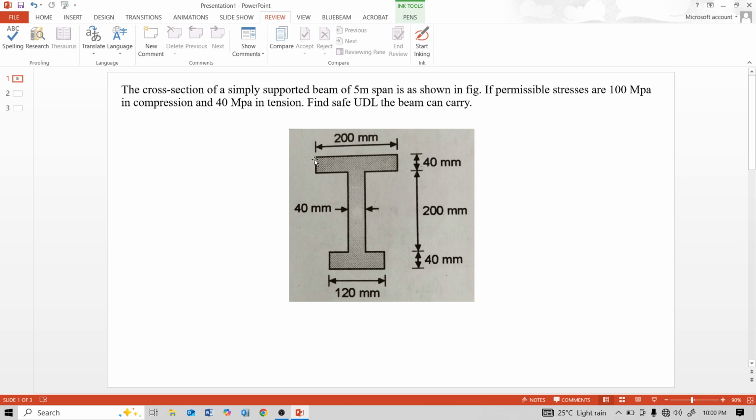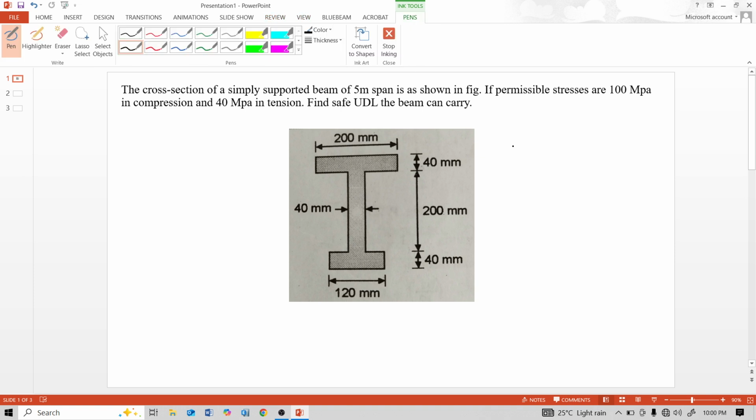This is an I cross section of a simply supported beam with 5 meter span. Let us assume that one end is a hinge and the other end is a roller, and the total span is 5 meter. And the cross section of this beam is this I cross section.